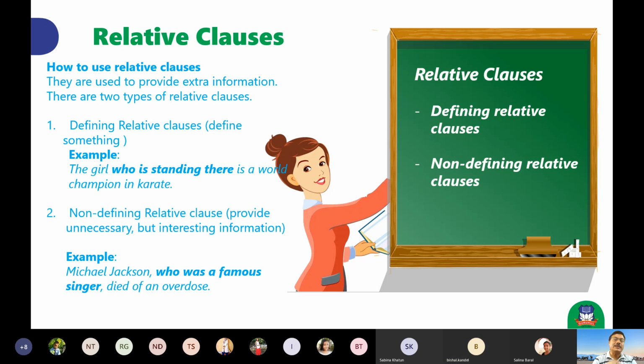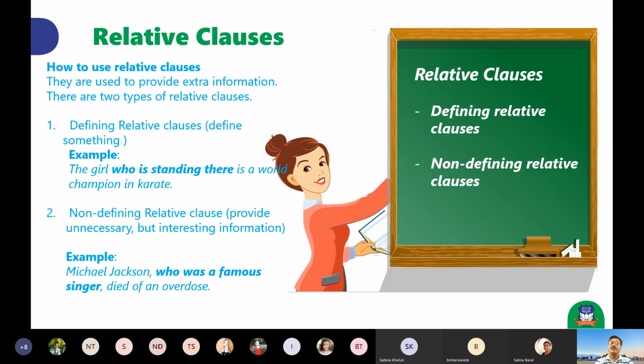And in second number, Michael Jackson. When somebody says Michael Jackson, this is the famous name. Everybody knows. So Michael Jackson died of an overdose. If somebody said it, it is understood. And if someone wants to add extra meaning, who was a famous singer also, that is better.